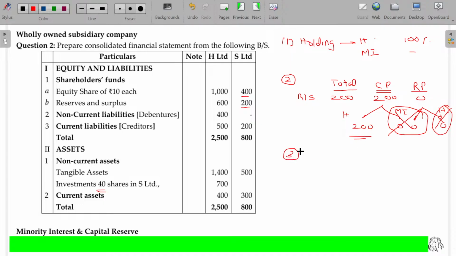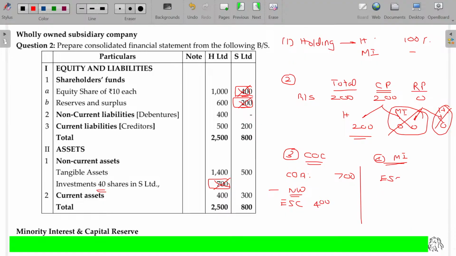Step number 3, you have to find out the cost of control. By solving this, you will get the goodwill or capital reserve. Fourth step is minority interest. Now, cost of acquisition of the shares in the company being 700 rupees. Already I have taken this 200 rupees. Now I am taking this 700 rupees. This 700 rupees I paid for the net worth of this company. The net worth of this company being equity share capital 400 rupees. Out of 400 rupees, holding company status being 100%, right? So 100% is for him only. For the minority, the equity share capital being 0.